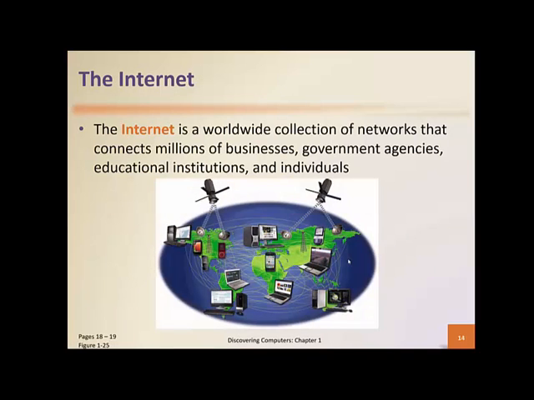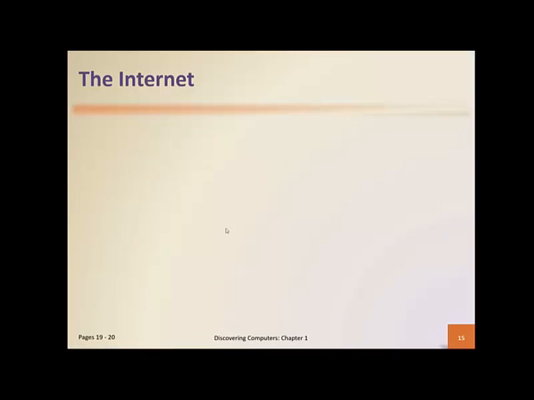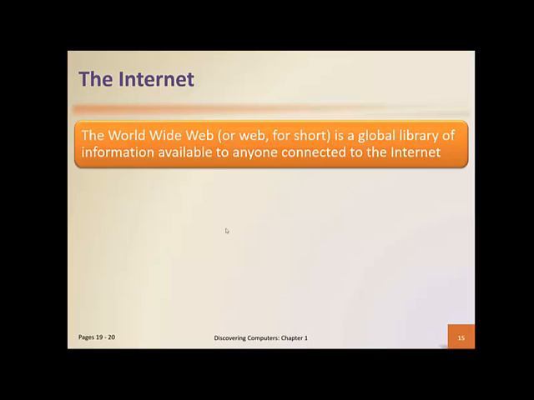Moving on, it seems like we're covering a lot, but this first chapter is just kind of a hodgepodge of things that we're going to be going over in the next 3 or 4 chapters. Okay, it says the internet is a worldwide collection of networks that connects millions of businesses, government agencies, educational institutions, and individuals. So the internet is just a huge network of all kinds of other networks. The mother of all networks, I guess you could say.